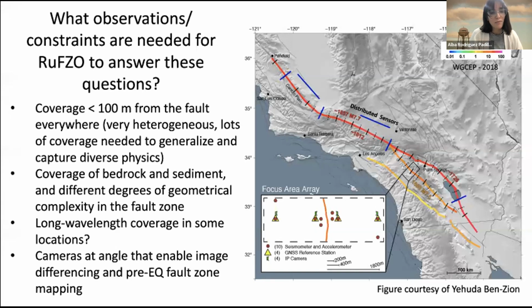And last, I just want to make sure that the cameras we're going to have to image the fault zone are at angles that enable image differencing and pre-earthquake fault zone mapping, so that we can start thinking about these processes during the interseismic period. And with that, I will pass it to the next speaker or to Ramon or Ashley.